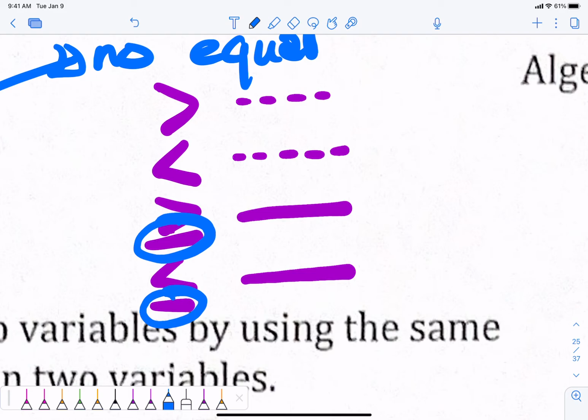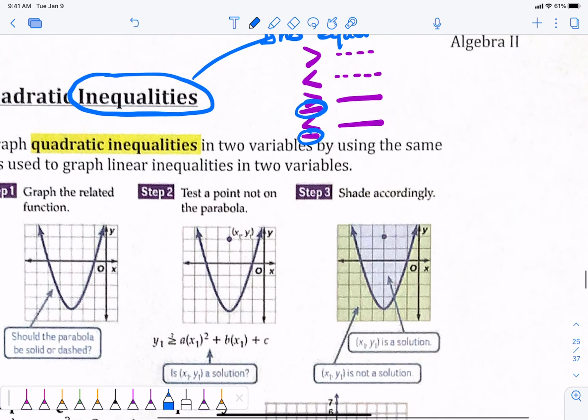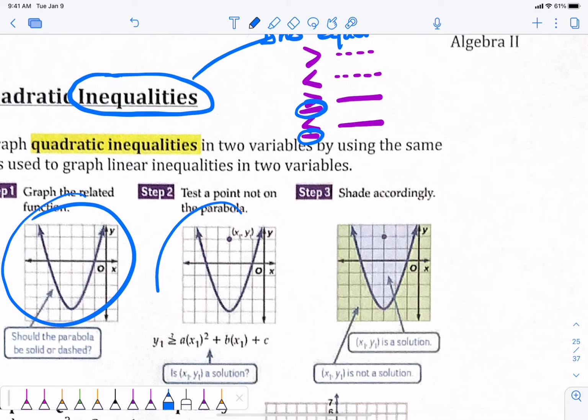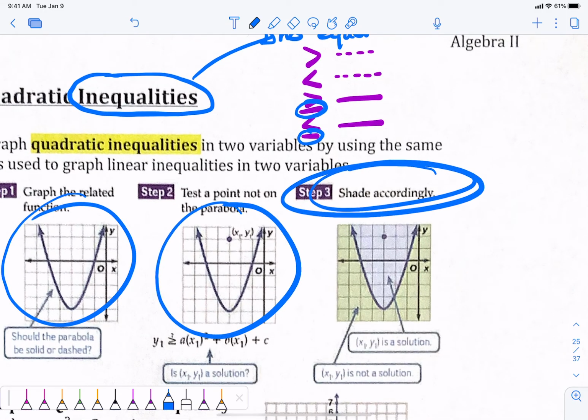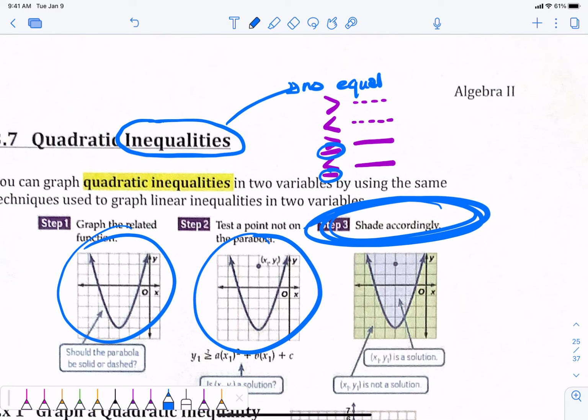Okay, we've done these before. And we've done the shading thing, but we've never done it with quadratics. So same thing again, we're just doing quadratics with it. We're graphing quadratics, or parabolas, and then it just says shade accordingly. So nothing different from what we've been doing already, it's just shading accordingly afterward. Let's go down to the first example.